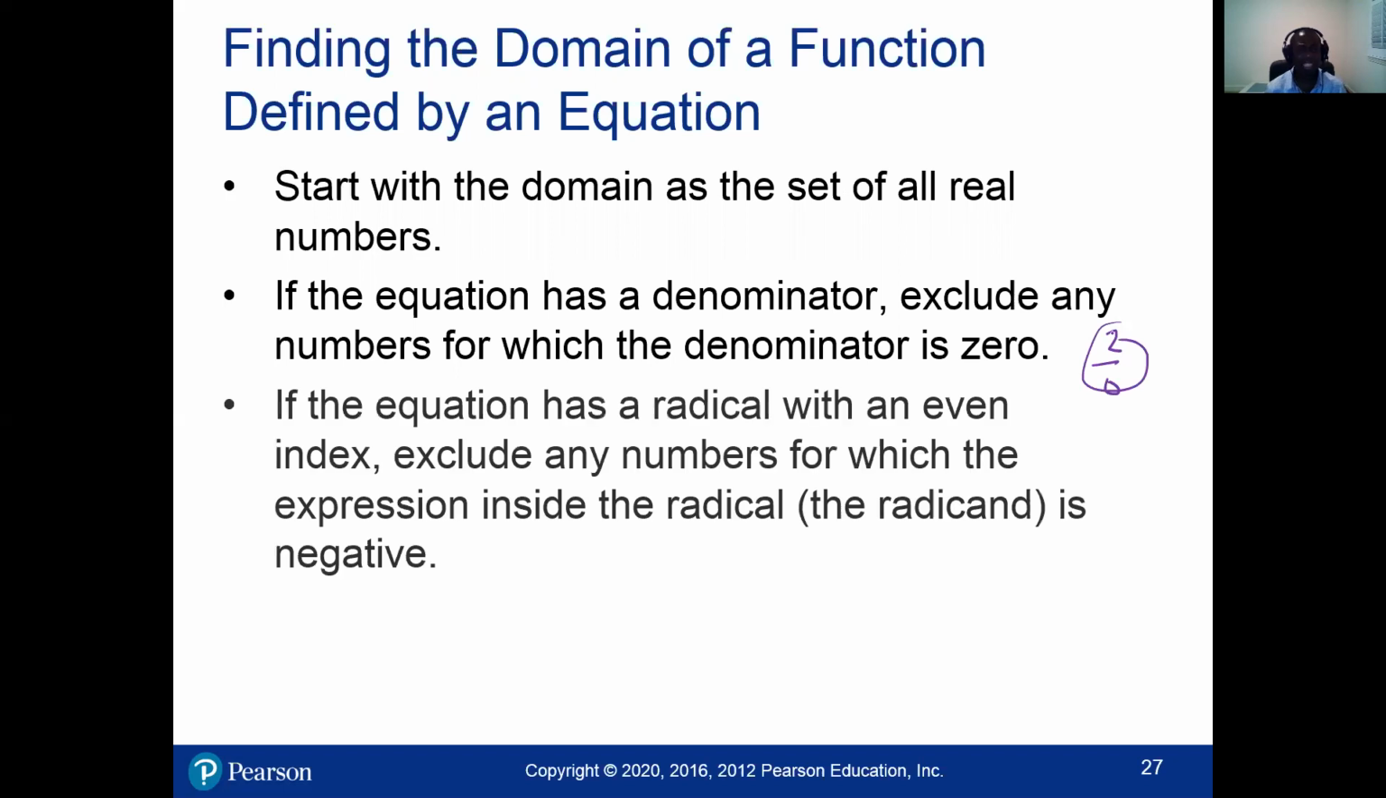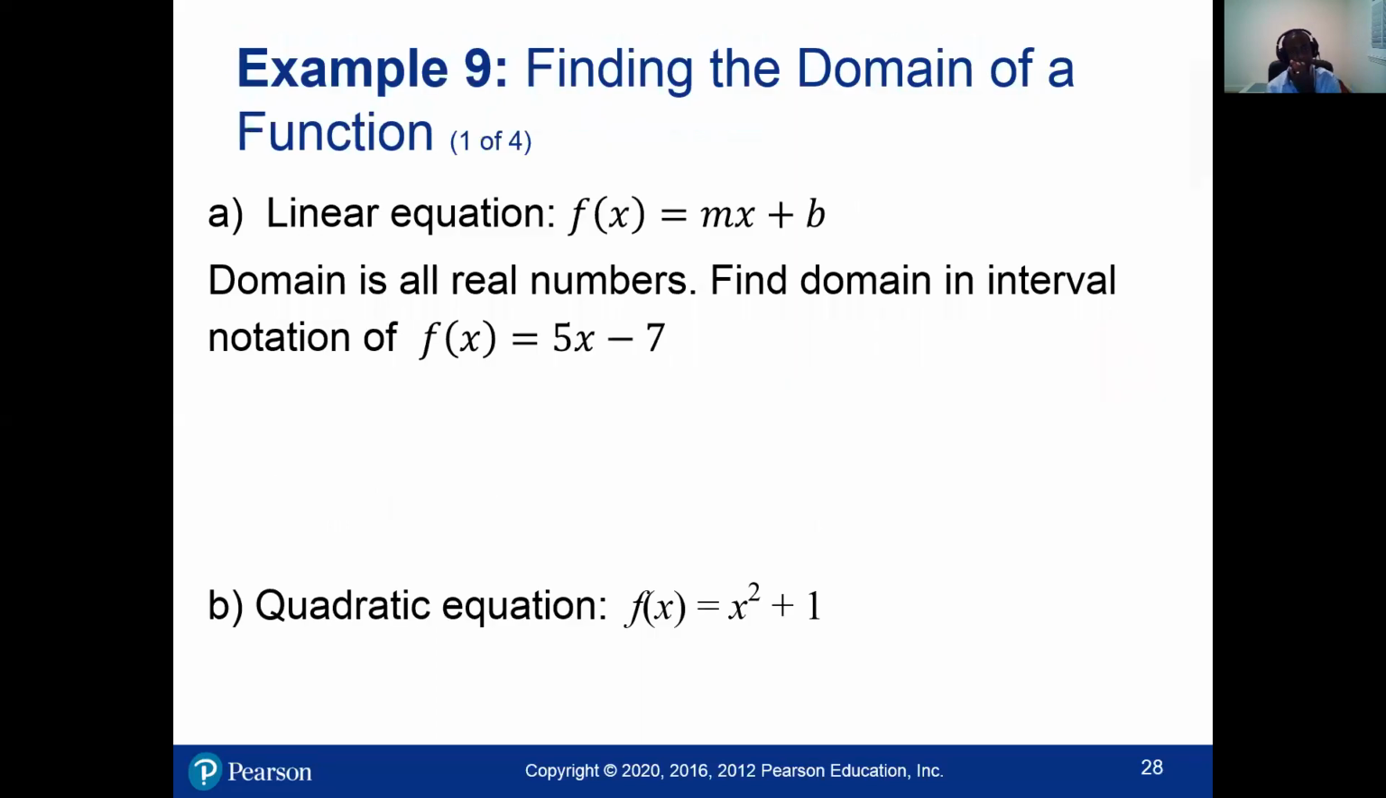Now, the third thing you can also do as a skill or tool is that if the equation involves radicals, then you don't want the number under the radical to be a negative number. So you have to exclude all the values which will make the number under the radical sign negative. And then we look at examples.